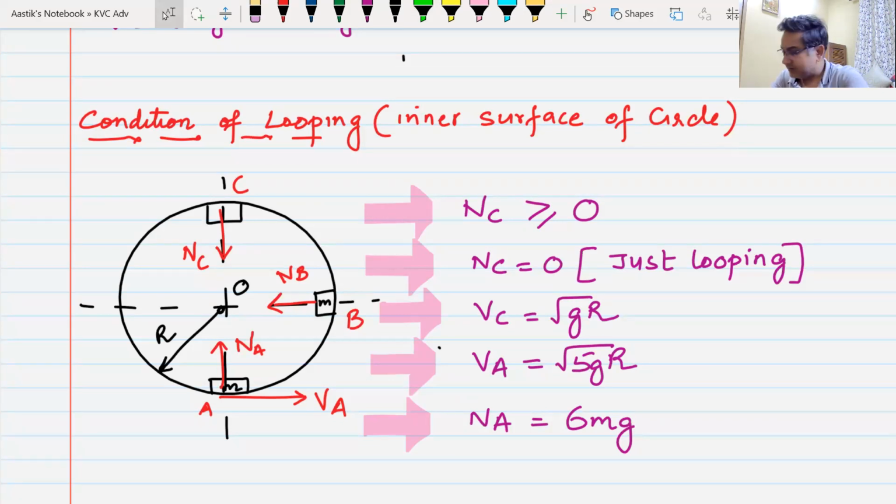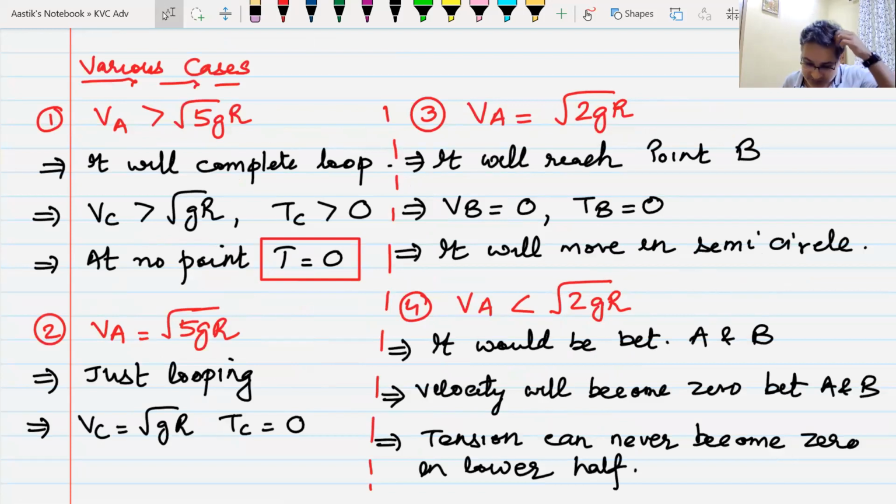This is a summary of everything together. What happens when velocity is what? If the velocity is more than root 5GR, case number 1, it will complete the path very easily. If the velocity is actually equal to root 5GR, it will just complete the path.